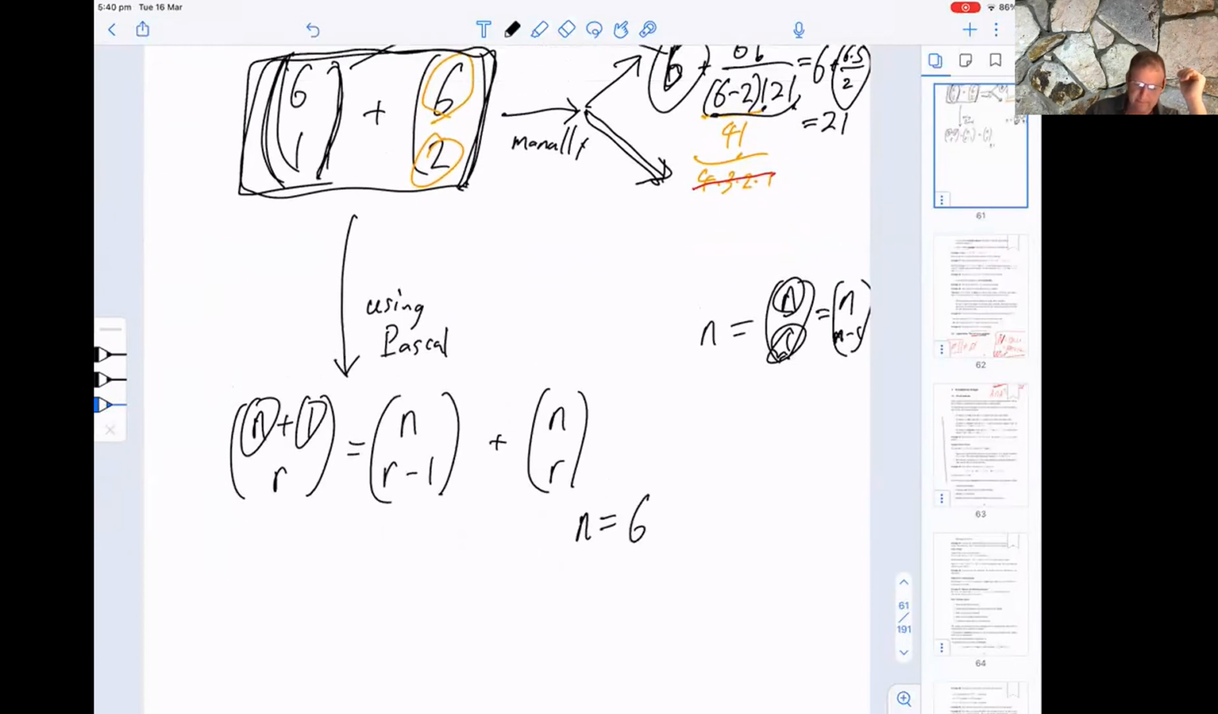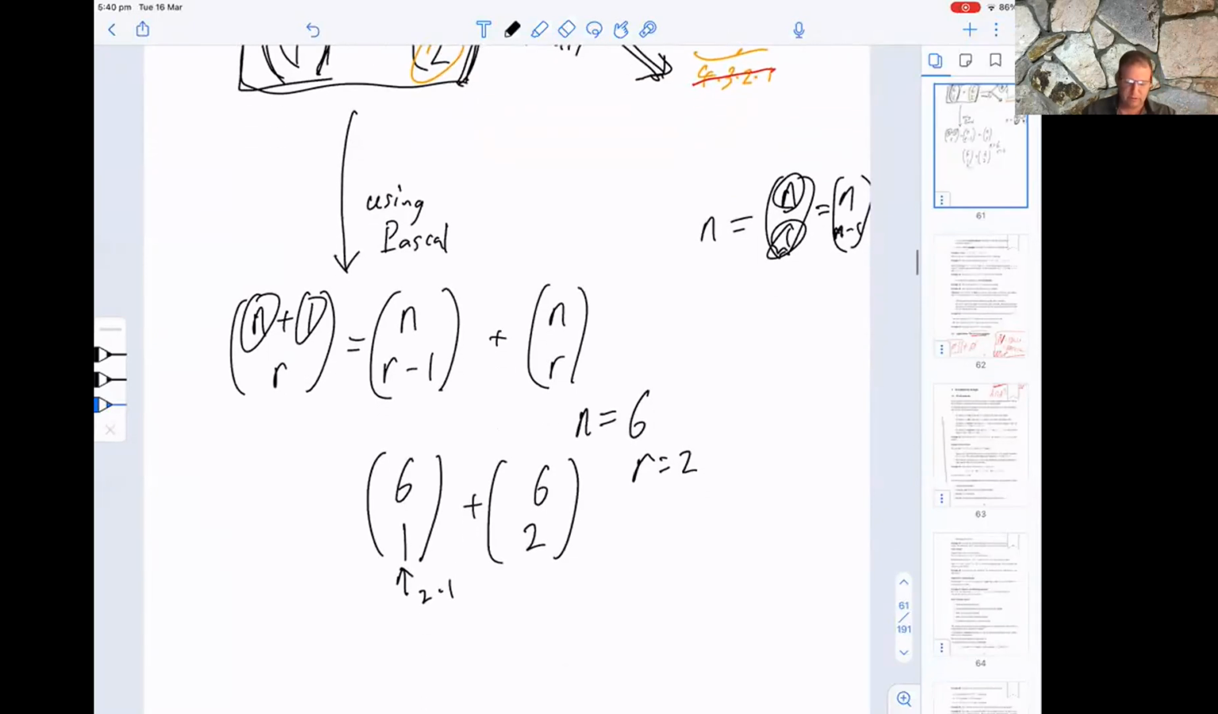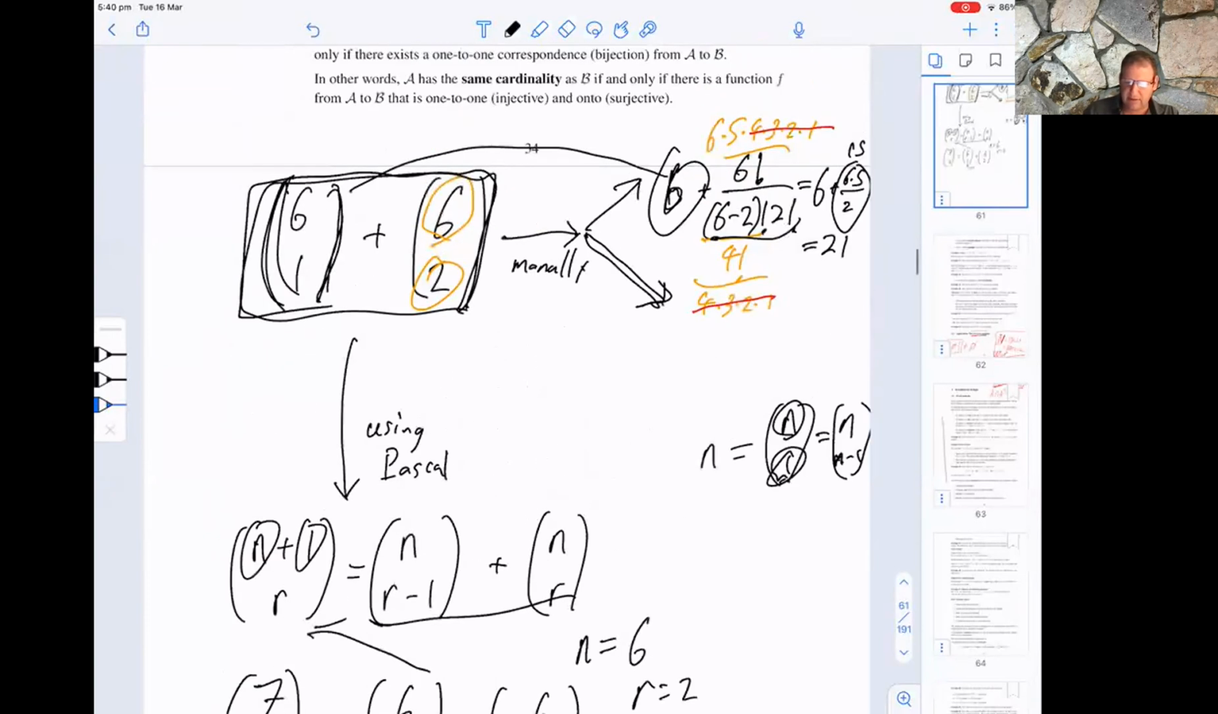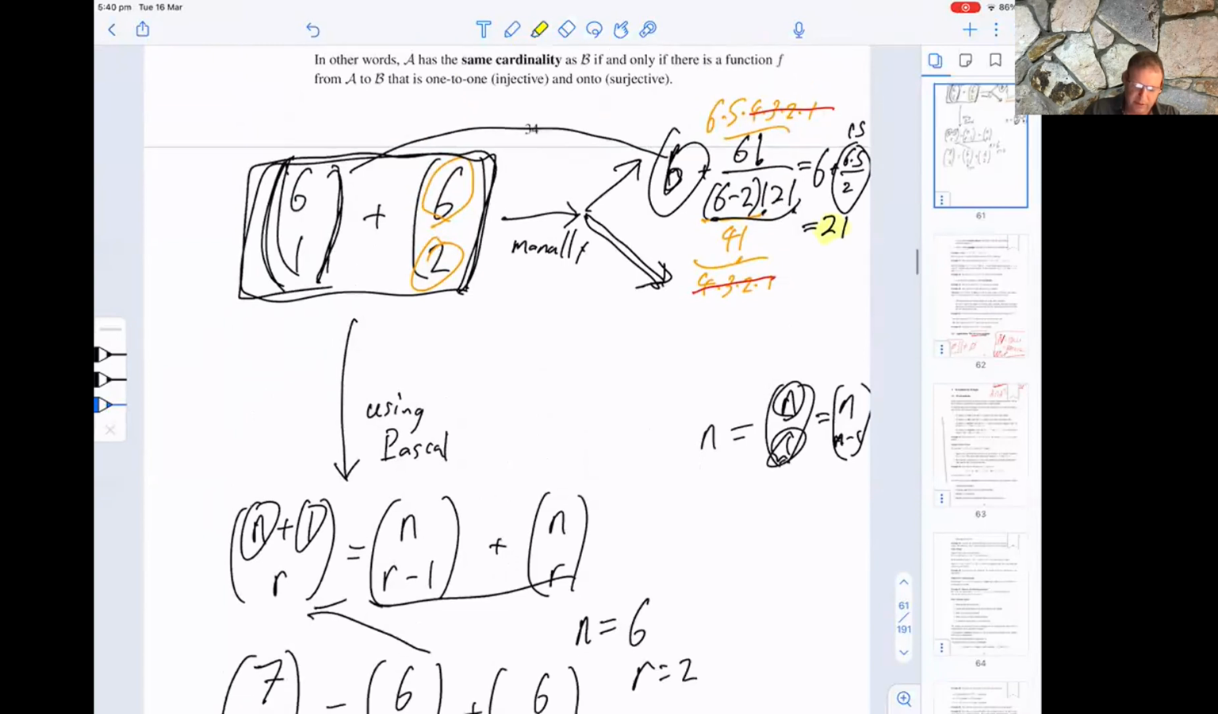Okay, so we can put that like 6 plus 6. And here, let's choose r to be 2. So 2 and 1, because this one is a 2 minus 1. Okay, 2 minus 1. And according to Pascal's formula, that should be 7 over 2. Okay, 7 over 2. Now, let's see that this 7 over 2 is indeed this 21, which we get.